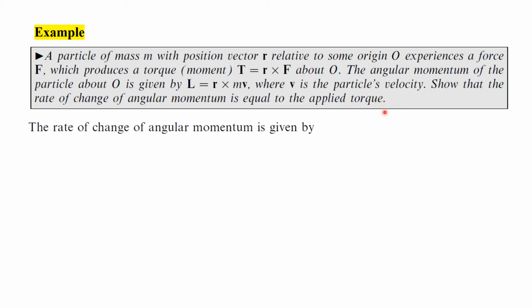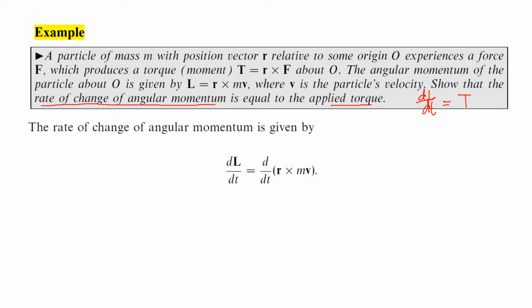Show that the rate of change of angular momentum is equal to the applied torque. So we are asked to show that the rate of change of the angular momentum is equal to the applied torque. That is, we're asked to show that the rate of change of your angular momentum, dL over dt, is equal to the applied torque. So that's equal to tau.